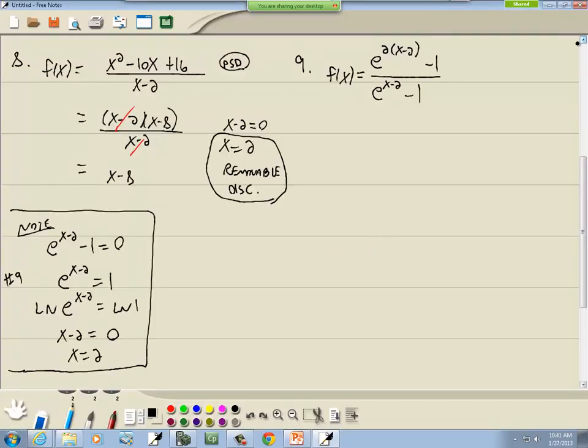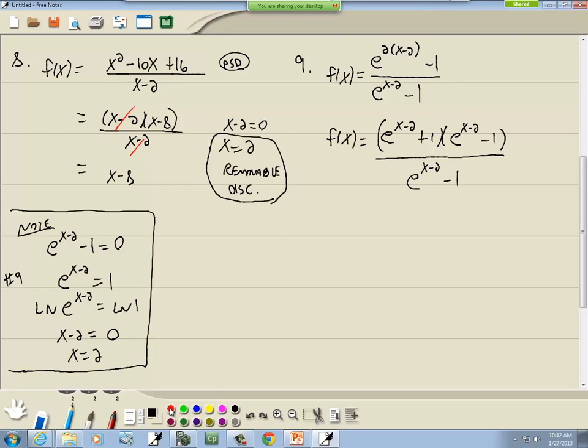Well, the top part can factor. This factors as e to the x minus 2 plus 1 times e to the x minus 2 minus 1, all over the bottom part. If you think of it backwards, it'll make sense, because these are conjugates. Remember, with conjugates, all you have to do is multiply your first parts together and your last parts. e to the x minus 2 times e to the x minus 2, you add the exponents, which gives you e to the 2 times x minus 2. And then 1 times negative 1 gives you a negative 1.